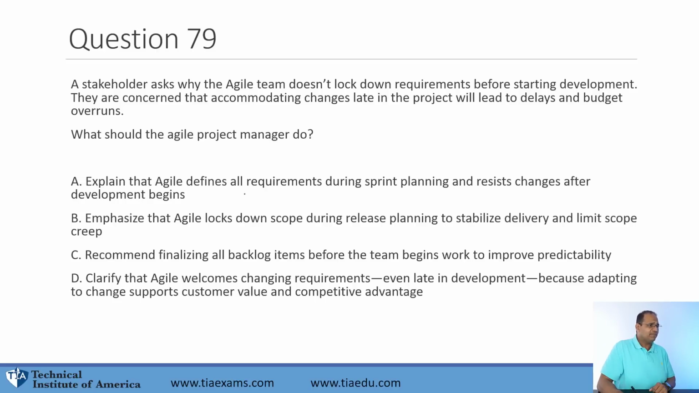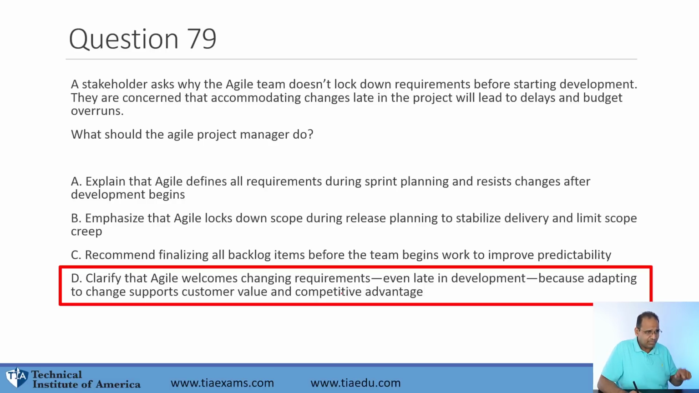Explain that Agile defines all requirements during sprint planning and resists changes after development begins. Emphasize that Agile locks down scope during release planning to stabilize the delivery and limit scope. Recommend finalizing all backlog items before the team begins to work to improve predictability. Clarify that Agile welcomes changing requirements even late in development because adapting to change supports customer value and competitive edge, making that the best answer.